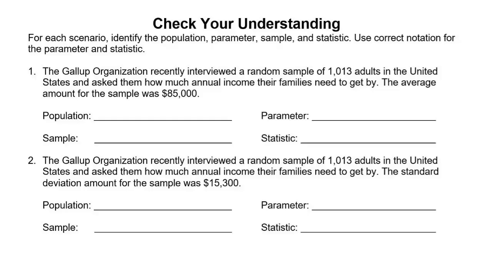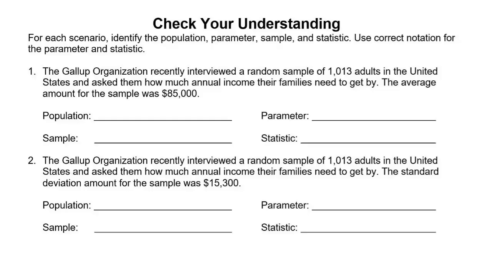Let's go down and check out the check your understanding. I want to kind of work through this together. Maybe my board will respond, maybe it won't. Sorry. I will be posting all the notes in Canvas, in case you don't get things written down exactly the way we talk about it, so you can go back and get all those little details. It says for each scenario, identify the population, the parameter, the sample, and the statistic. Use correct notation for the parameter and the statistic.